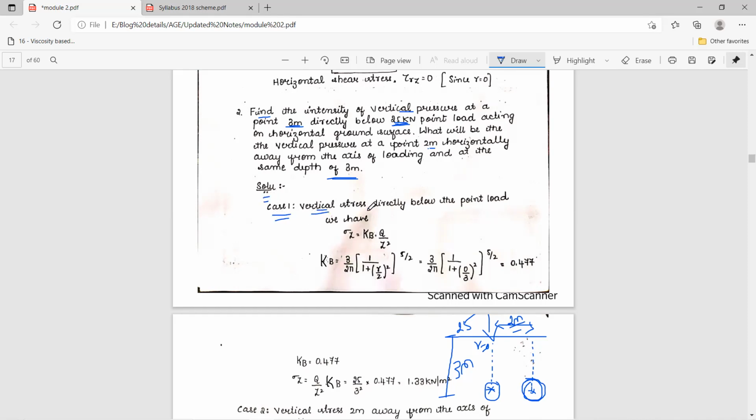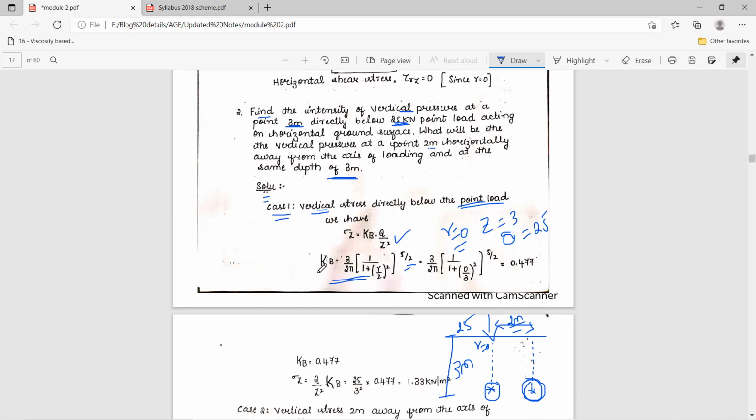Case 1, vertical stress directly below the point load. We all know the Boussinesq equation, sigma z is equal to k suffix b into q divided by z square, where k suffix b can be given as 3 divided by 2 pi into 1 divided by (1 plus (r by z) whole square) to the power of 5 by 2. In the first case, since we are calculating pressure under the point of application of the load, radial distance will become 0. And we know that z is equal to 3 and applied load intensity, that is q, is equal to 25 kilonewton.